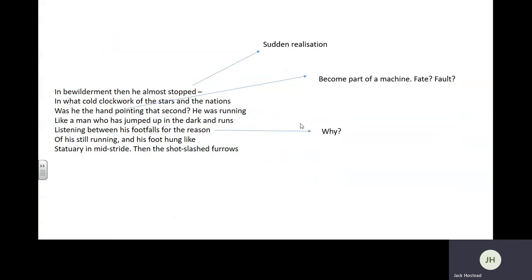He was running like a man who has jumped up in the dark and runs, listening between his footfalls for the reason of his still running. So again, even as he's running, he's thinking about why am I doing this? What has this war kind of got to do with me? And I suppose it's that fear that comes with the realization that he might not be alive for much longer, and the fact that he's got to kind of try and take away other people's lives who are just like him.